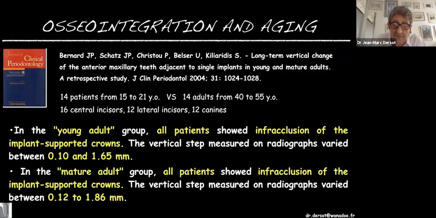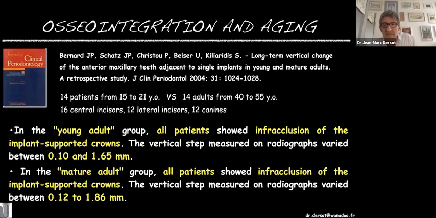And what they observed in the two populations is that there is a vertical discrepancy between the process on the central, on the lateral, and the canine, and the adjacent teeth. There is a vertical discrepancy, and they say the vertical step is measured. And as you can see, even in the two groups, it's quite the same. It's about 0.10 to 1.65 millimeters for the young group, but it's quite the same for the mature adult.